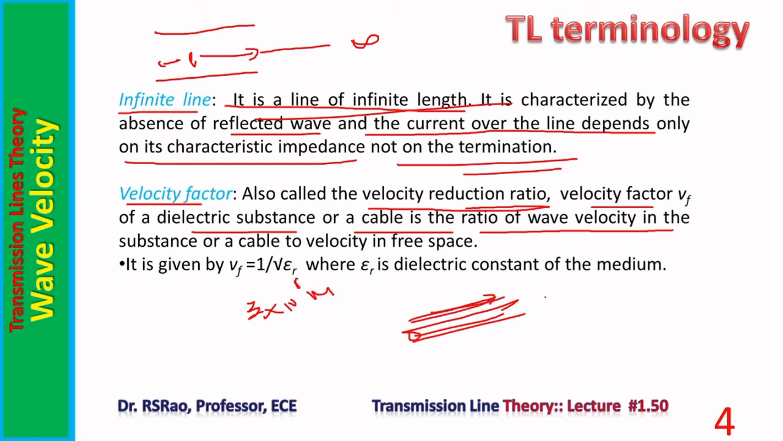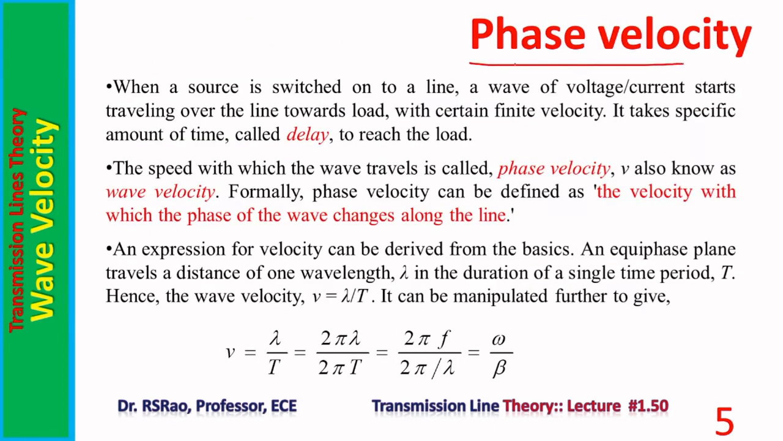But here, most of the times it is 1 by root mu epsilon, if we neglect conductivities and all that. So it is different. Velocity over the cable is different from velocity in free space. That ratio is the velocity factor. It is usually given by 1 by root epsilon r, where epsilon r is the dielectric constant of the medium. Notice this is always less than 1.